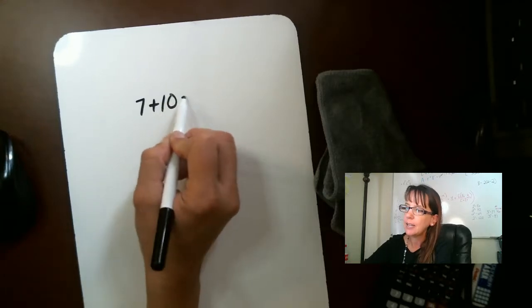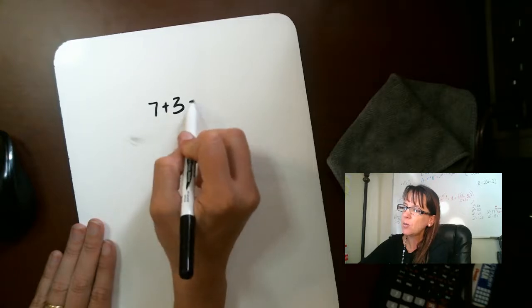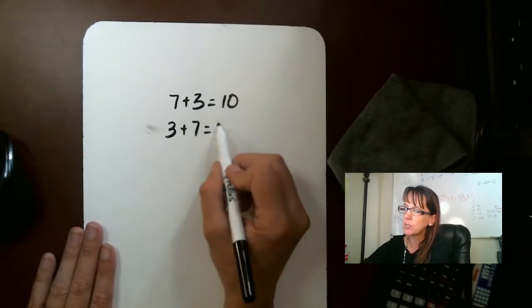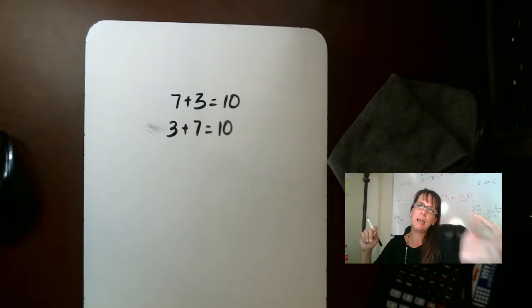7 plus 3 equals 10. Now you probably know that 3 plus 7 equals 10. 7 plus 3 equals 10, or 3 plus 7 equals 10.